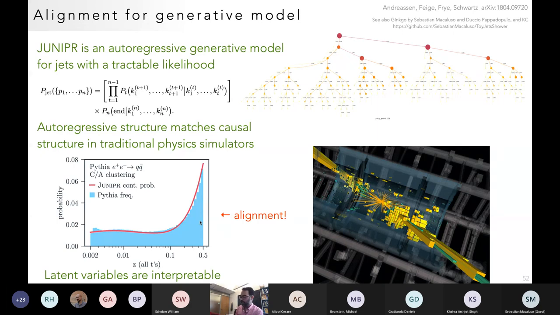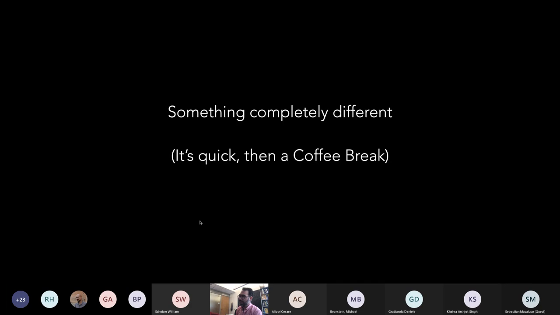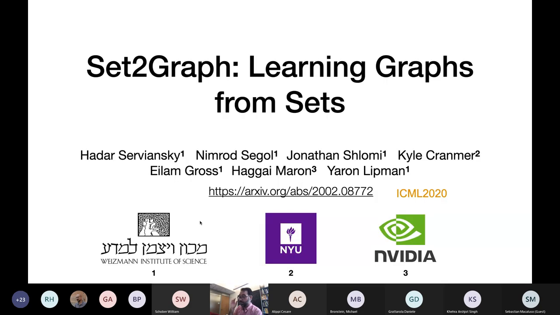Okay, that's fine. I'm going to show a few quick slides on something still motivated by physics, but a different thread. And then I'll end. I just felt like I couldn't not mention this. This was some work that I did with this group of authors here. You'll probably recognize some names like Hadar and Yaron, who are quite well known in graph neural network type work. And this is about learning functions that go from sets to graphs.